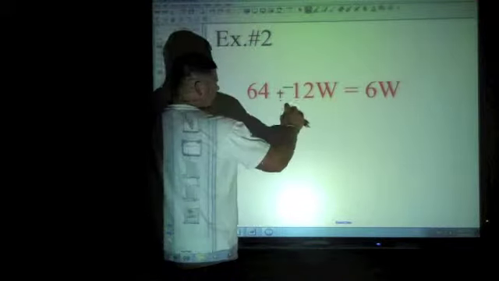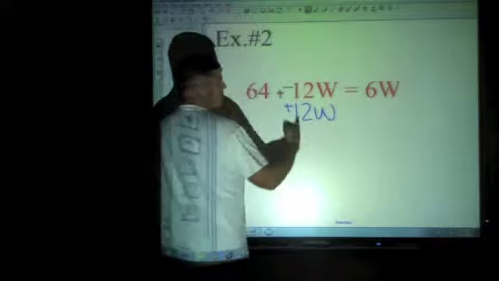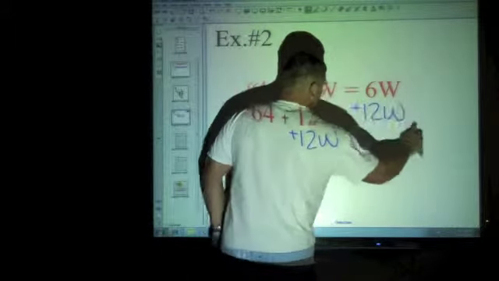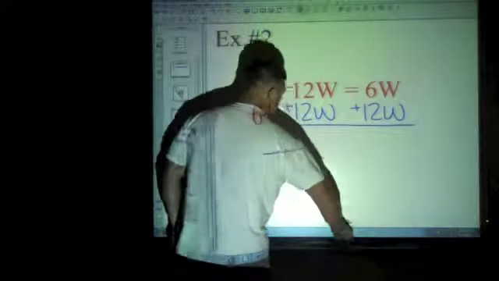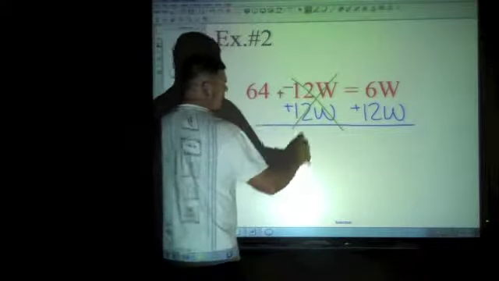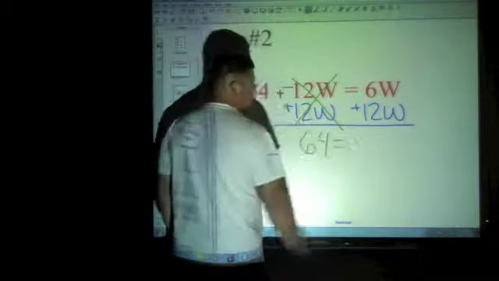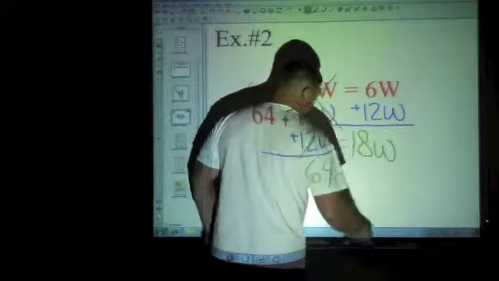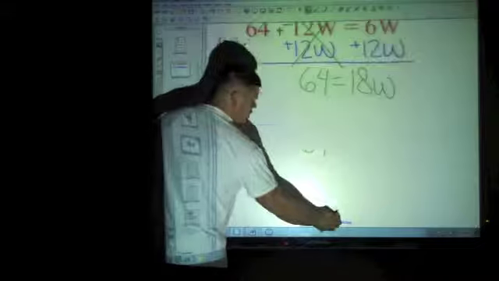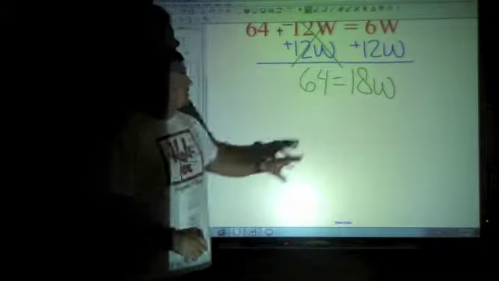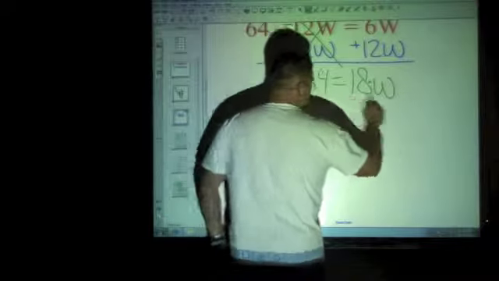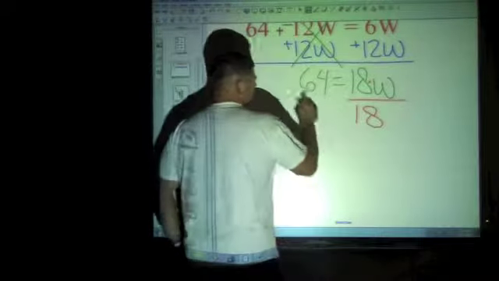So I will add 12w here, because that's how I get rid of a negative 12w. Then I'll add the 12w over here. These now cancel out, and I have 64 is equal to 18w. Now we're not finished. Now we have one more step, and that's to completely isolate the variable. So I will divide by 18.